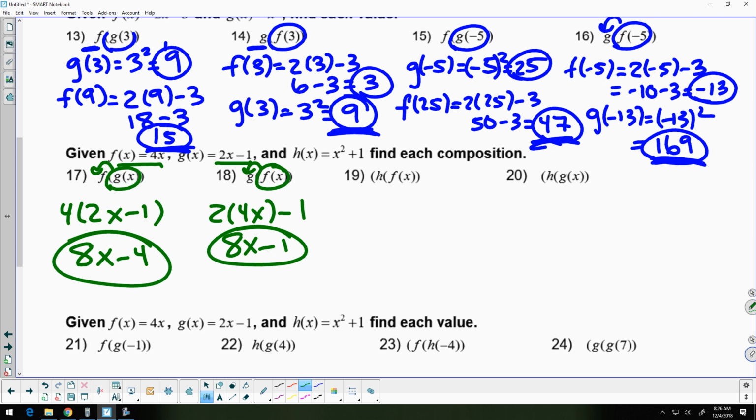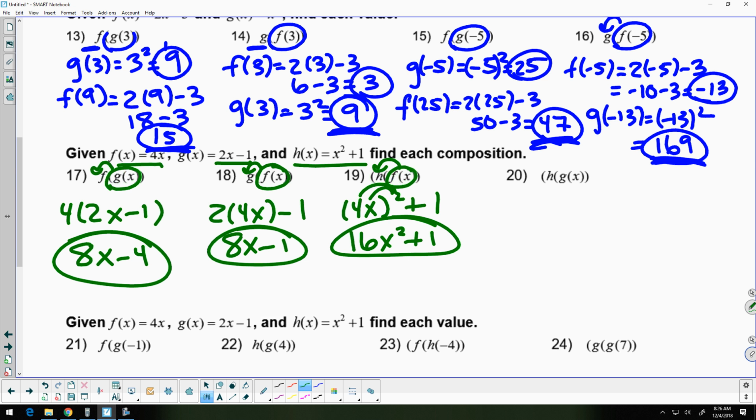For the next one, now we're going to take f and plug it into h. So h is all the way down here, x squared plus 1. So f plugged into h would be 4x squared plus 1. We're squaring the whole monomial of 4x, so you have to square each term, making that 16x squared plus 1, and now we're done.